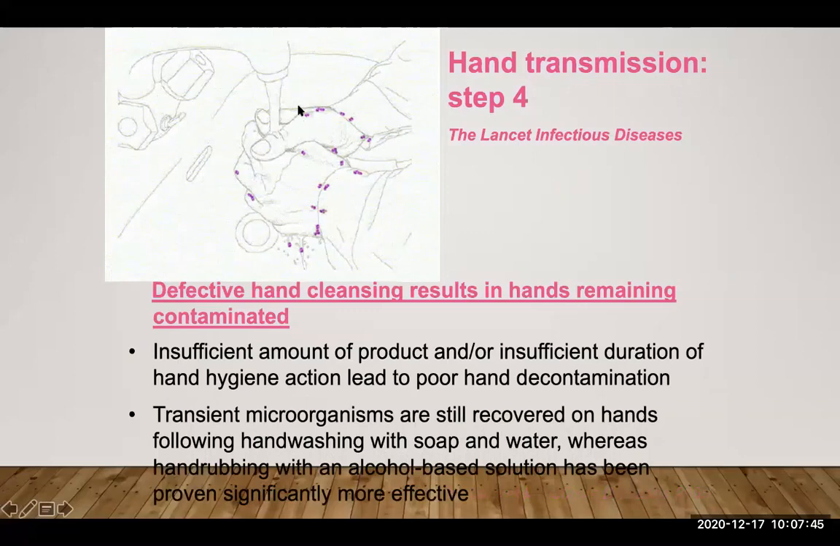And step four is defective hand cleansing results. If the product used for hand cleansing is inappropriate or insufficient, or the duration of the hand hygiene process is not sufficient, if you do it very fast and in an improper way, what happens? The transient microorganisms will still be there on the hands. Even though hand washing with soap and water works, they have proved that hand rubbing with alcohol-based solution is more effective.